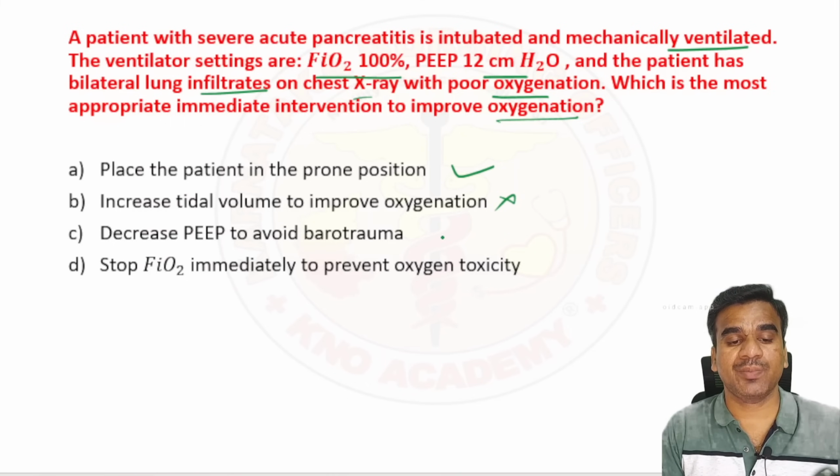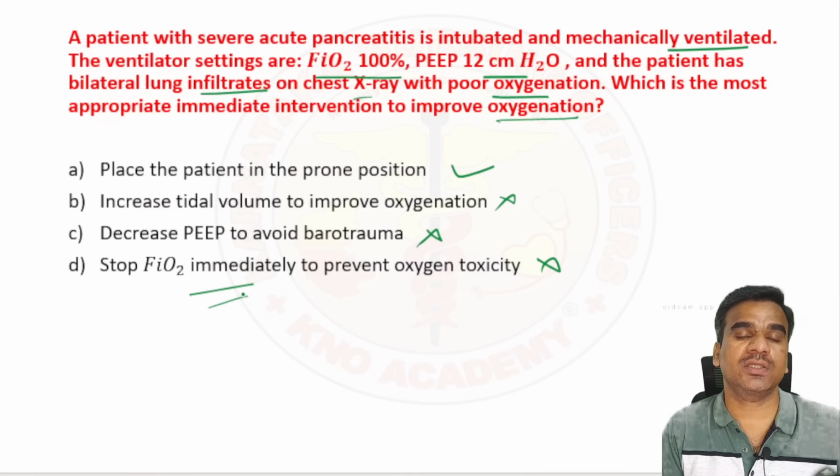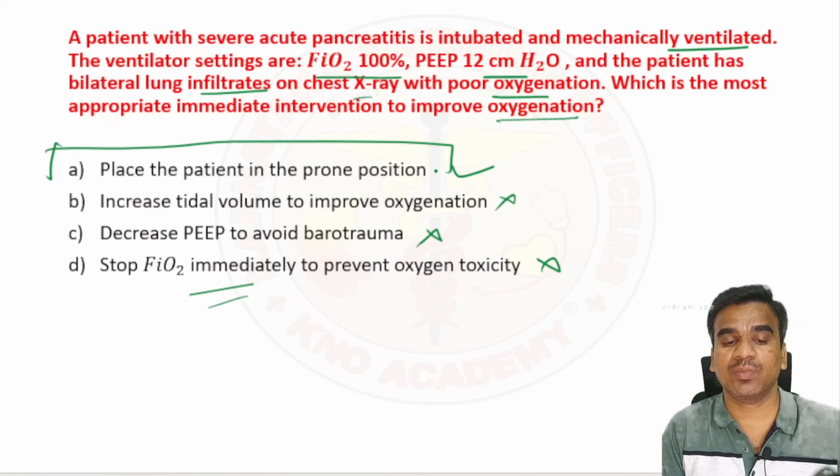Decrease the PEEP to avoid barotrauma? No, it won't happen now. Stop the FiO2 immediately to prevent oxygen toxicity? No, because the patient is still struggling. If you reduce the FiO2, his condition will worsen. So the right answer is to place the patient in prone position.